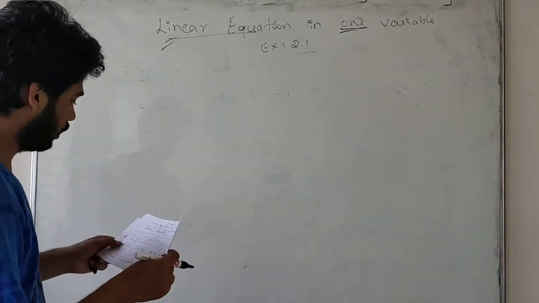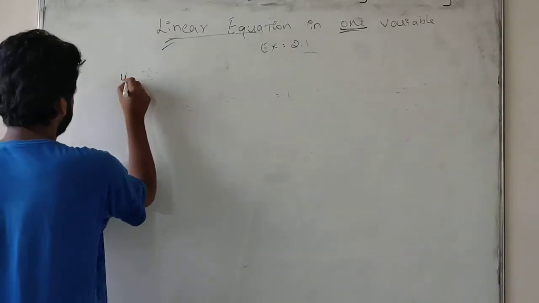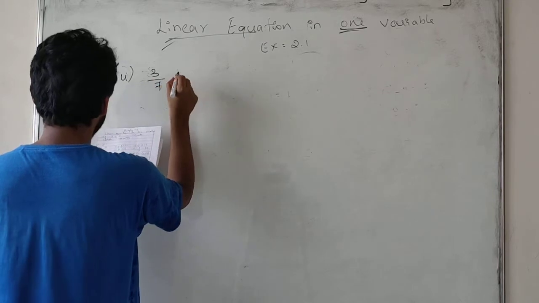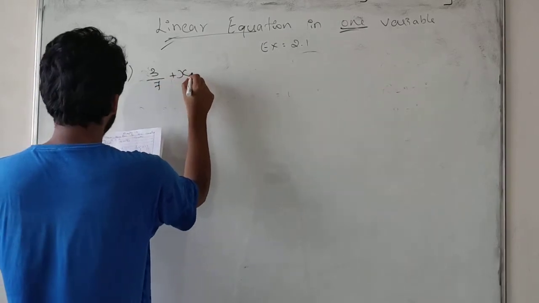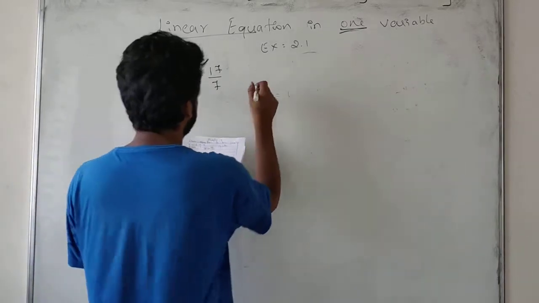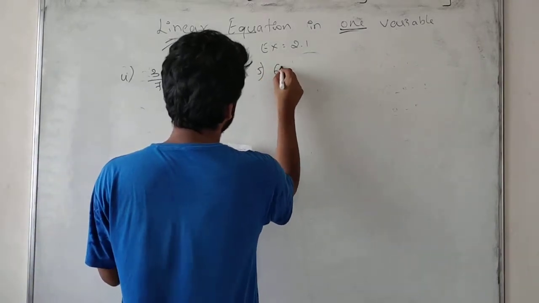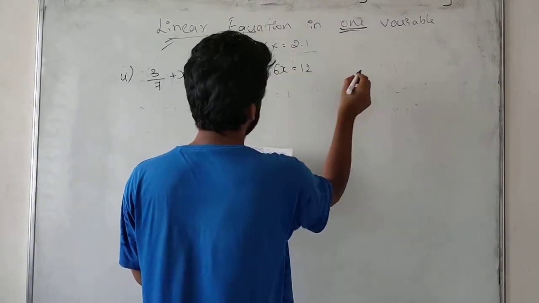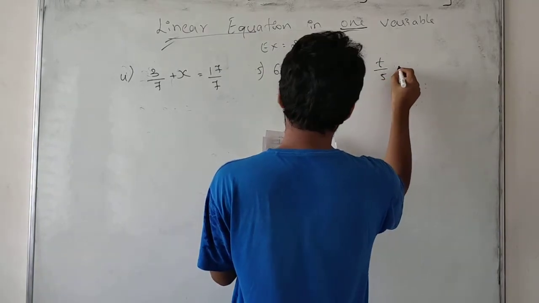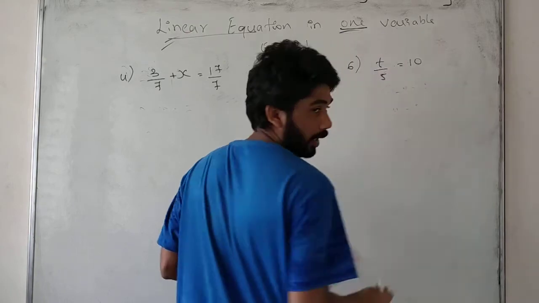Coming to our class, fourth question: 3 by 7 less x is equal to 17 by 7. Fifth one, 6x is equal to 12. Sixth one, t by 5 is equal to 10.